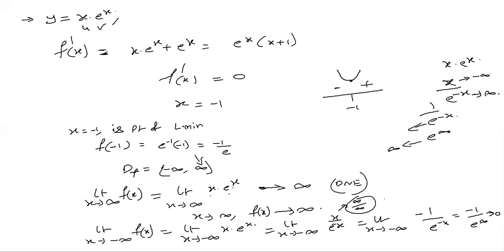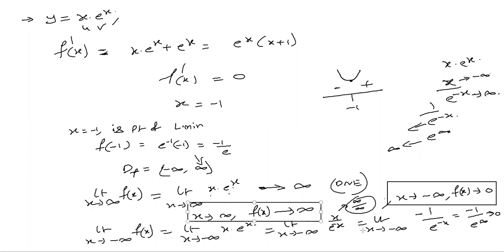Okay. So whenever x is reaching negative infinity, the function reaches 0. These are the most important points. This one and this one. These are the most important points. Let us try to draw the graph.